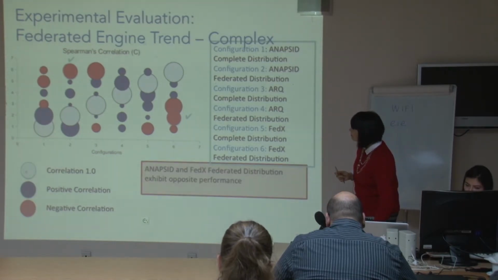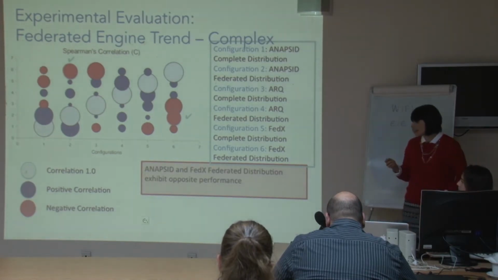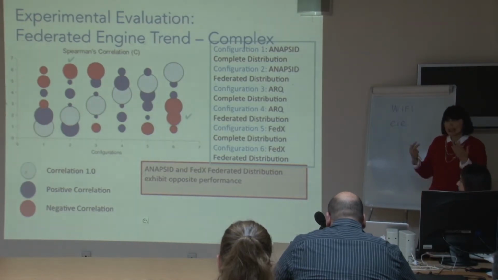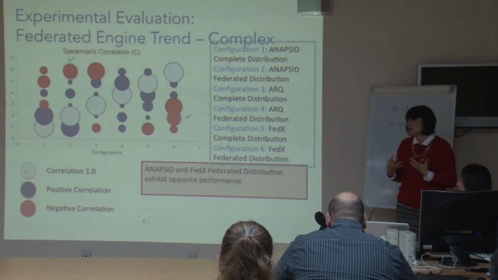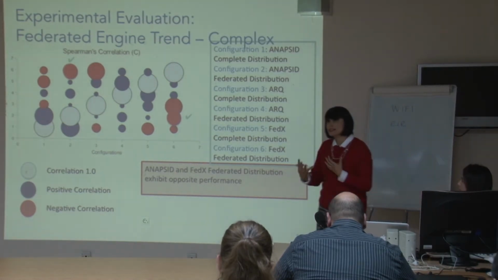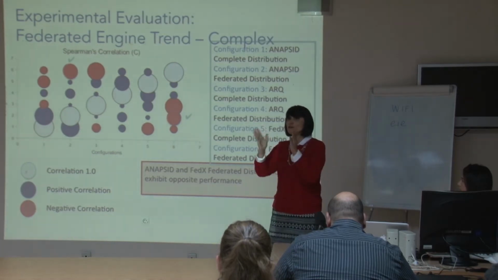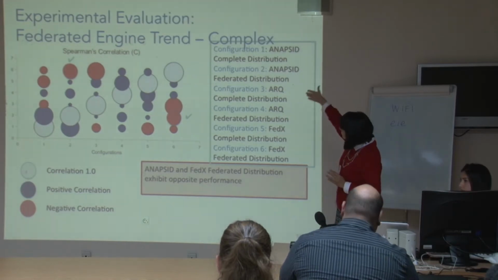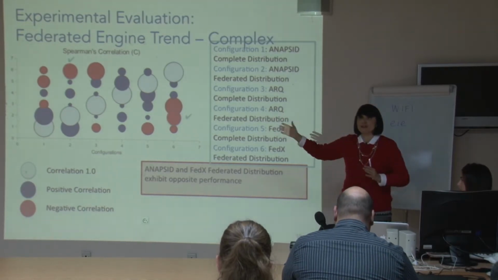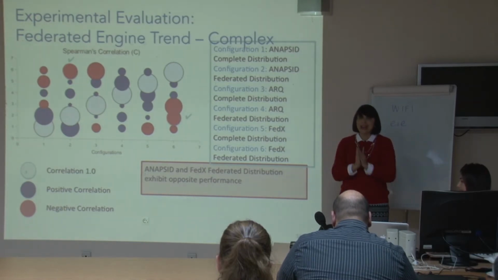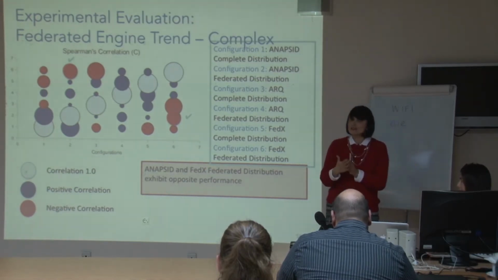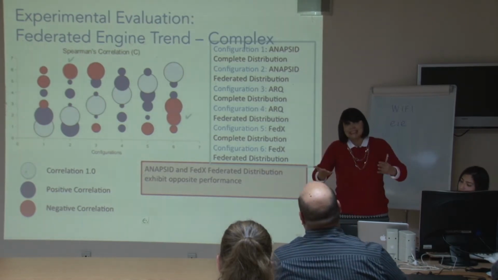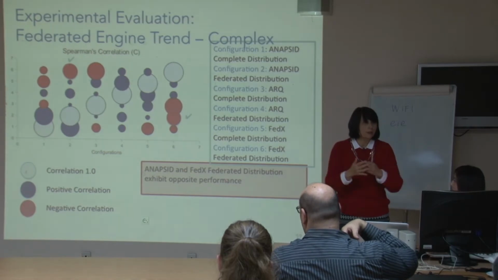And see, in this experiment, what we are observing is that ASIP and FedEx federated distribution exhibit an opposite performance. And we couldn't observe that before. Why? Because we were considering very, very simple queries. So what is the message? The message is that with this type of benchmark, you have to consider many different parameters in order to exhibit and to study the different properties of, in this case, the engines that we want to study.